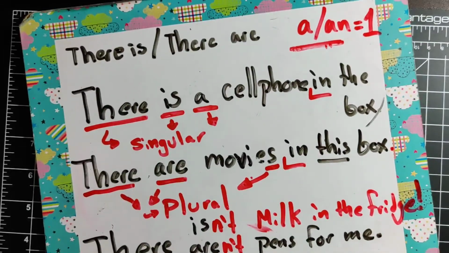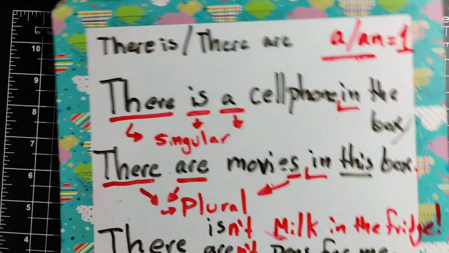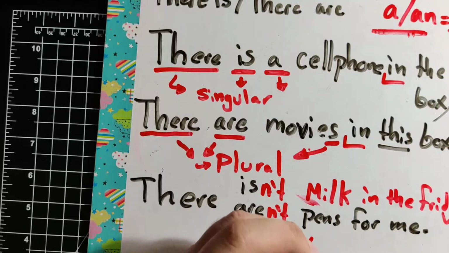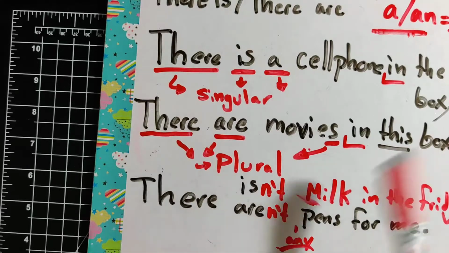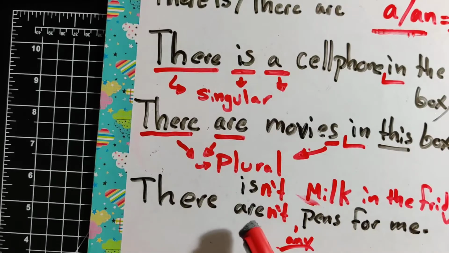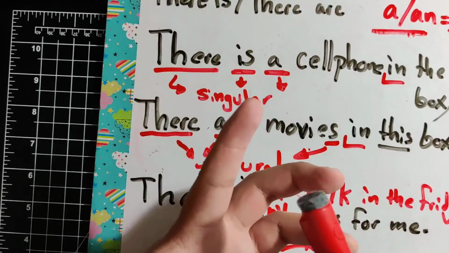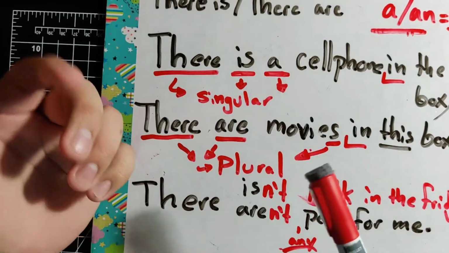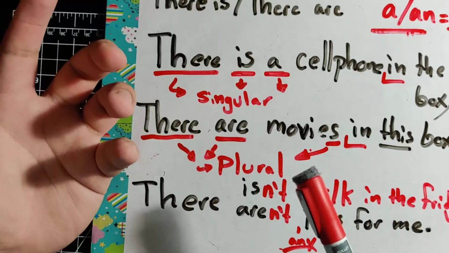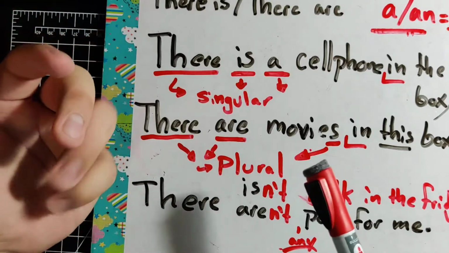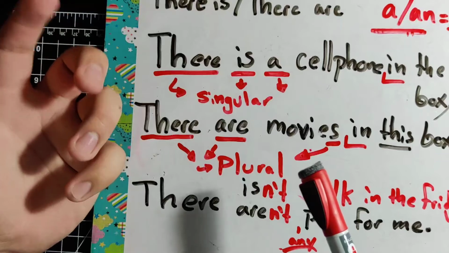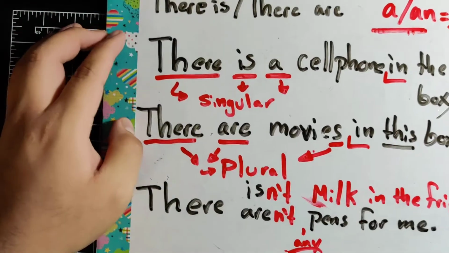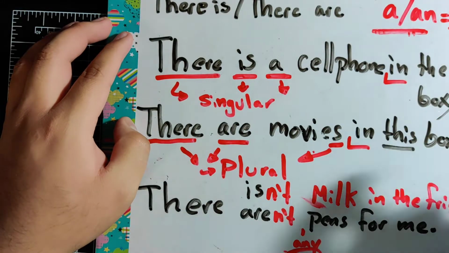Okay? You can also add any. We'll talk about any later though. Okay? Don't worry about it for now. We'll be talking about any later. But there we go. That is negative. There isn't, there aren't. So you guys can say what there isn't in the box. For example, in the box, there isn't an eraser. In the box, there aren't any pens. You see? That's how we can use it. Let's continue on.